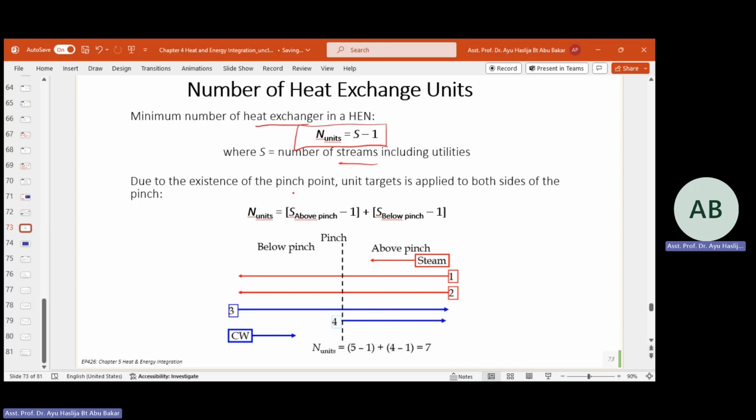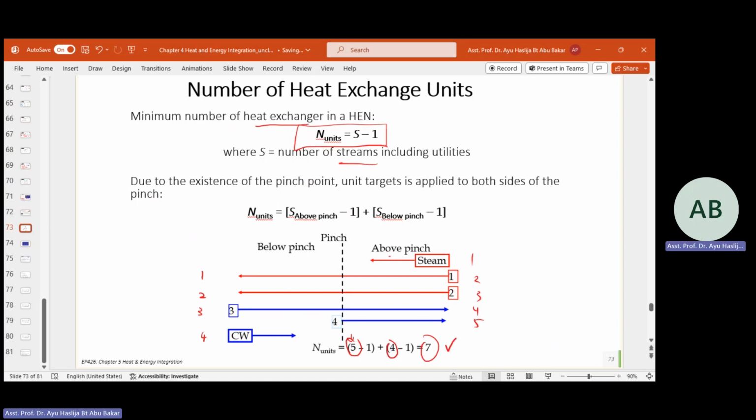Okay, so for streams here, we have above pinch and below pinch. At streams above pinch, which is 1, 2, 3, 4, including the utilities, so 5. So you get 5: 1, 2, 3, 4, 5 streams. Minus 1. Plus below pinch, 4 streams, including the utilities. Okay, so from this calculation, 7.